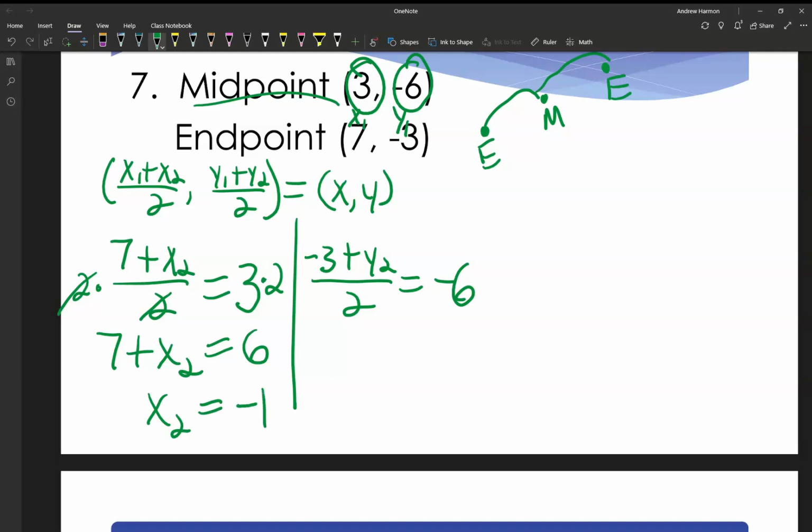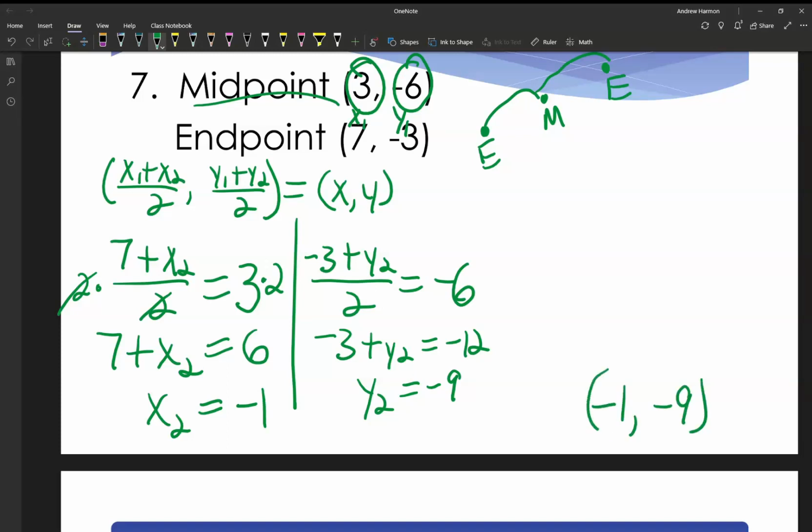Okay, now we're going to do the same thing for y2. Multiply both sides by 2, and we get negative 3 plus y2 is equal to negative 12. And then add 3 to both sides, so we get y2 is negative 9. So that is our ordered pair: negative 1, comma, negative 9. That's our ordered pair there.